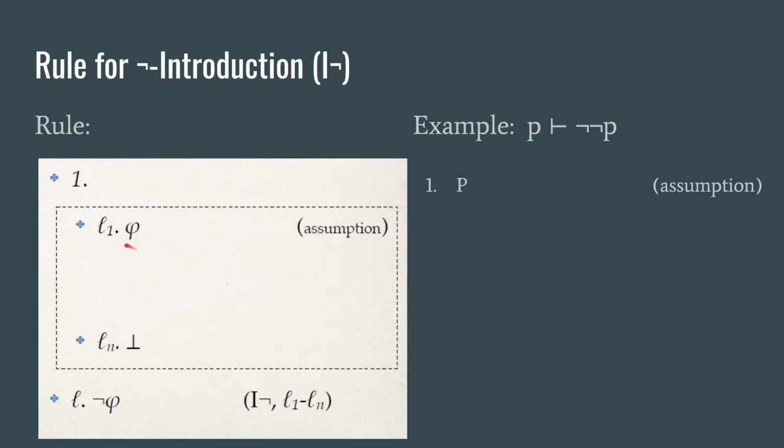Because remember, how does our introduction for negation rule work? Well, it allows us to show that if phi leads to contradiction, then we can stick a negation in front of phi. What do we want to stick a negation in front of here? Well, we want to stick a negation in front of not phi. And so we need to assume that not P so that we can then stick a negation in front of it and get not not P.